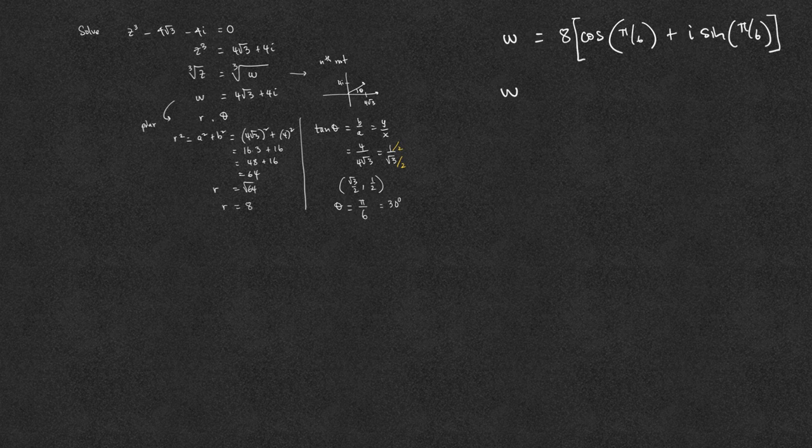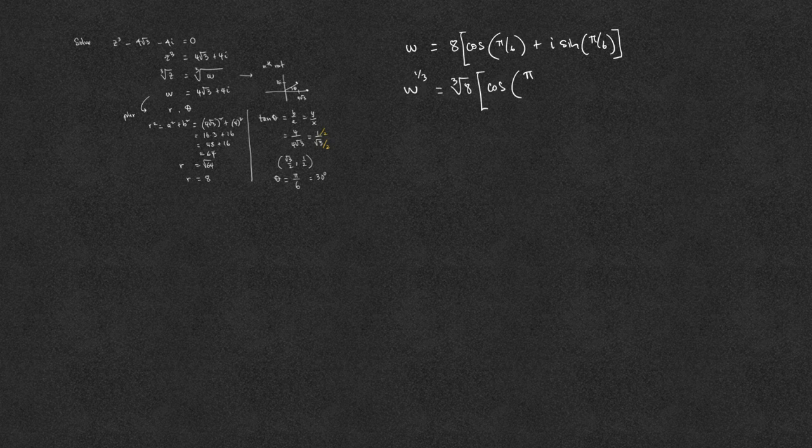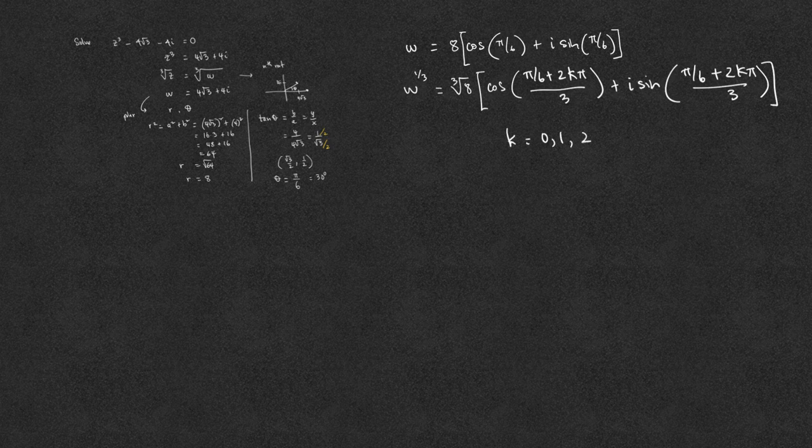w to the 1/3 power is therefore the cube root of 8 times the quantity cosine of theta, where theta in this case is pi over 6 plus 2k pi over n, n is 3, plus i sine of pi over 6 plus 2k pi over 3, where k are 0, 1, and 2. The cube roots, 3 solutions.